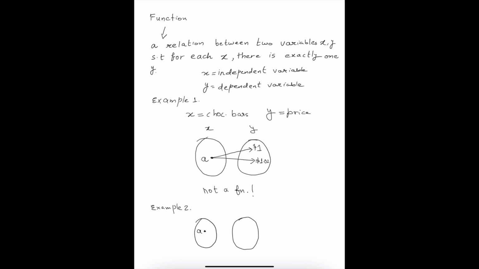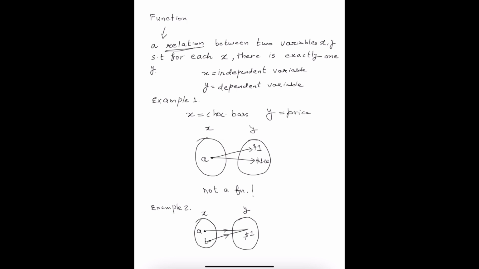Let's say we have two chocolate bars now, and the price is $1. This is x, this is y. Shall we call this relation between two variables x and y a function? Let's check out the definition of a function first. What does the definition of the function say? It's a relation between two variables x and y such that for each x there is exactly one y.